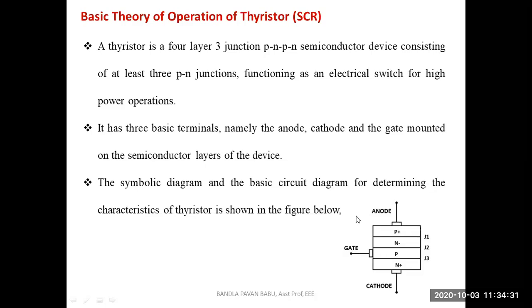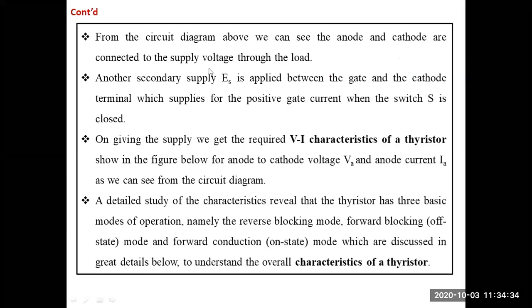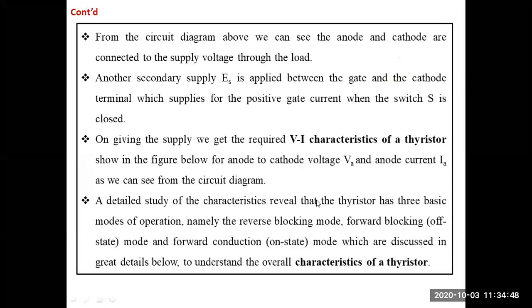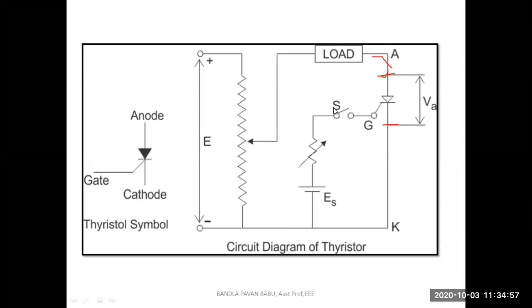Let's see the operation further. Another secondary supply ES is applied between the gate and cathode, which supplies the positive gate current when the switch S is closed. That is the purpose of placing the switch here. This switch is going to isolate the gate circuit. In the gate circuit we have added the resistance as well as the source, which is going to control the anode cathode flow of current.